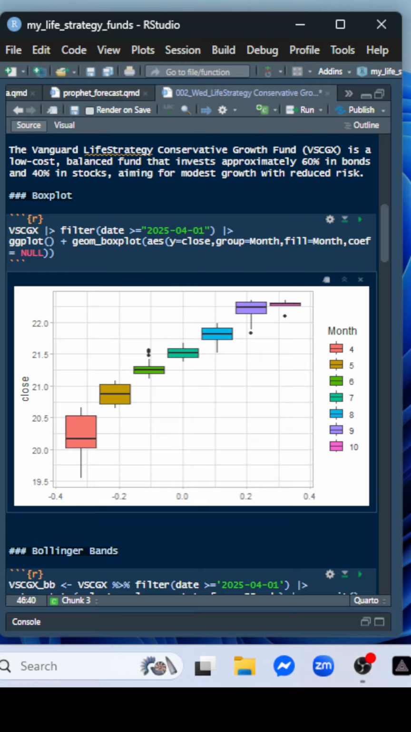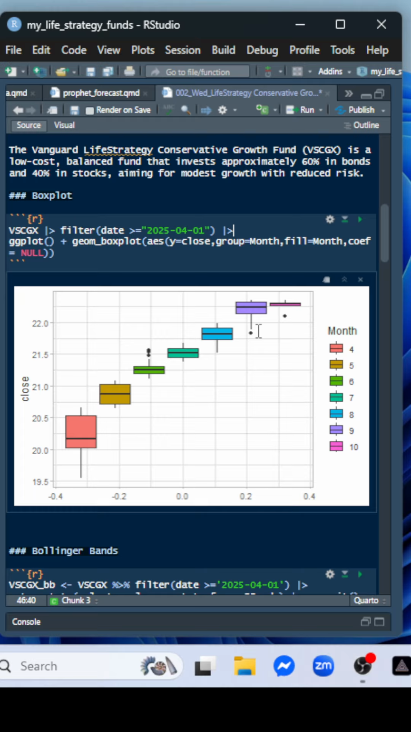Tonight's fund is the Conservative Growth Fund. It's about 60% bonds, 40% stock. So let's begin to take a look at the last 6 months worth of data. Begin with April. April, of course, took a big hit. We all know that, lots of volatility. But since that time, the stock has really settled down.